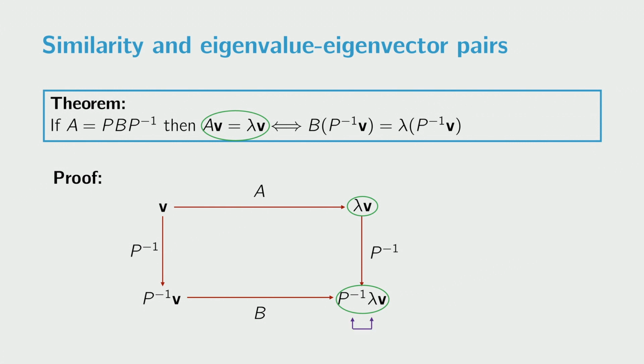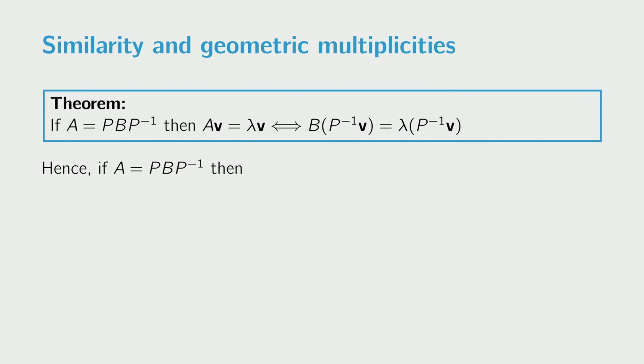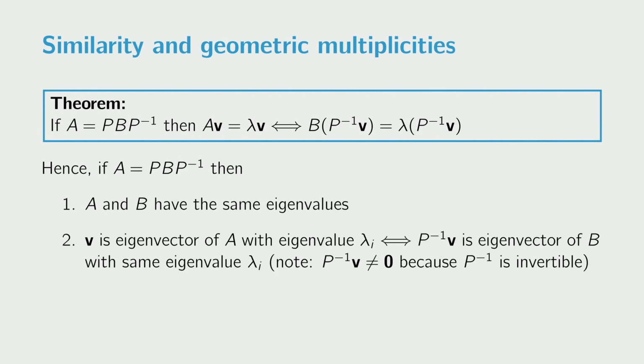Finally, if we interchange the matrix P inverse and the number lambda, the required equation becomes visible in the bottom row. Hence, if A is equal to P times B times P inverse, then A and B have the same eigenvalues. And secondly, v is an eigenvector of A with eigenvalue lambda_i if and only if P inverse times v is an eigenvector of B with eigenvalue lambda_i.